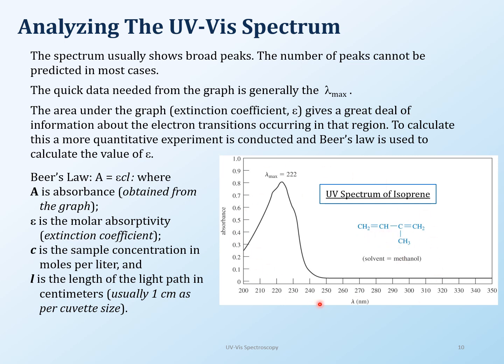Here, this is the UV spectrum only. It's not going to show up in the visible because it's not a colored compound. So this is the spectrum you're getting. What we're saying here is that the lambda max is 222, and that's good. That's it. That's the data.